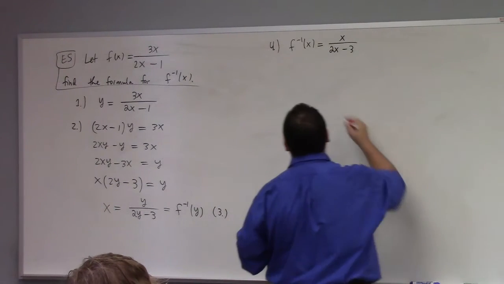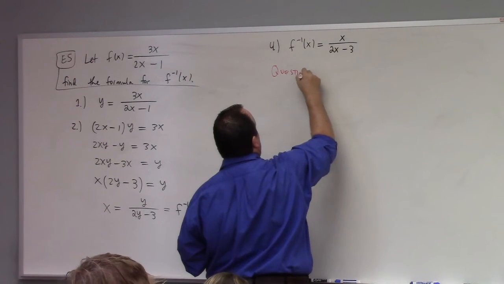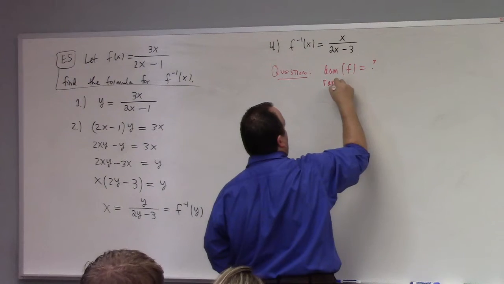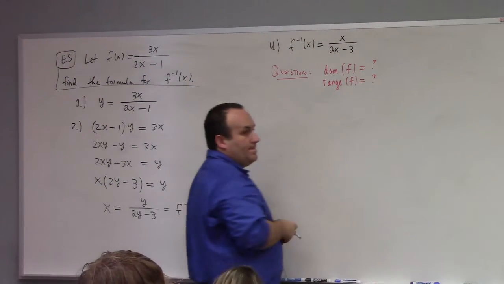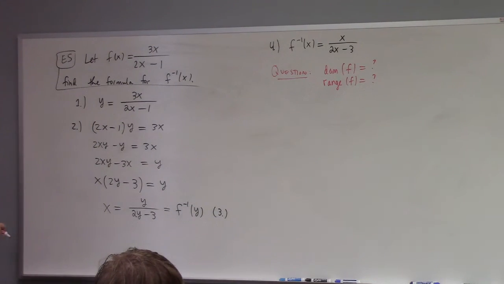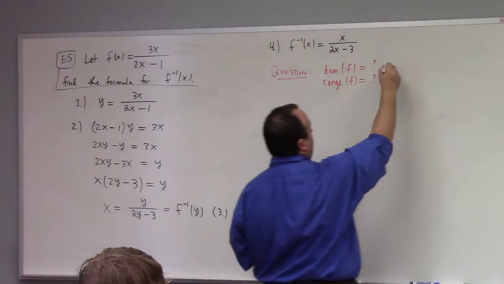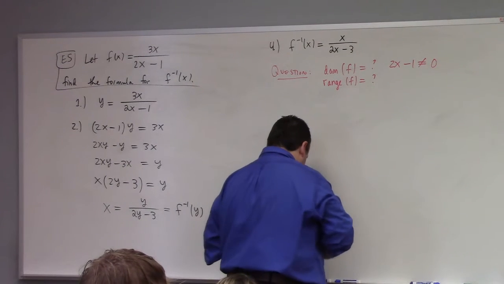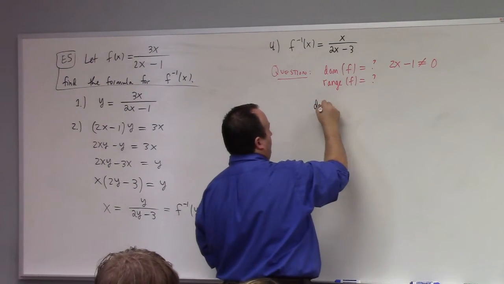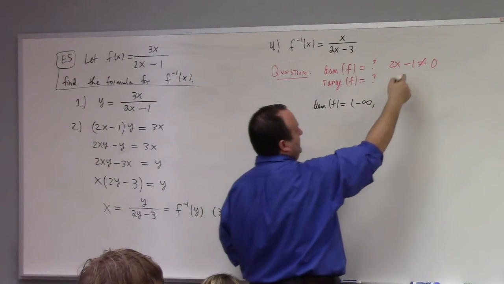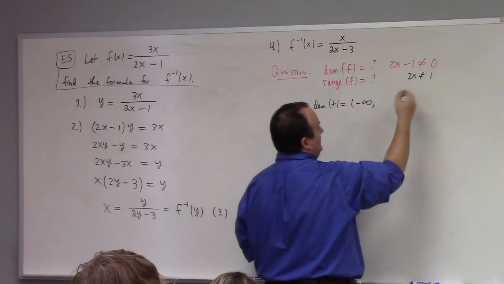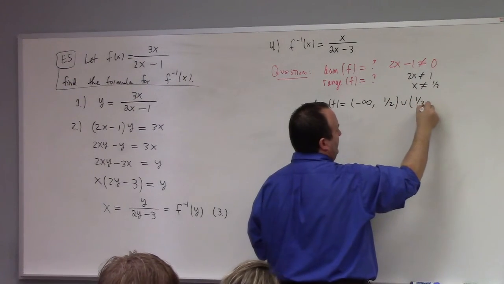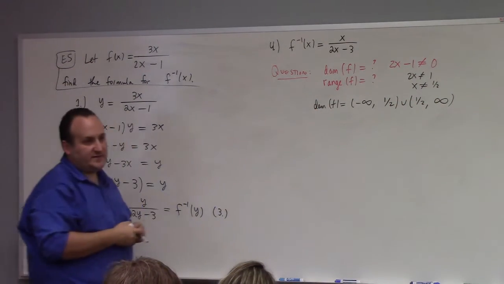Now here's a follow-up question. What's the domain? What's the range? So the domain we can figure out from what? We need 2x minus 1 not equal to 0, right? So that means the domain of f is going to be minus infinity to... we need 2x not equal to 1. In other words, we can't have x equal to a half, right? So we need minus infinity to a half, union a half to infinity. There's your domain. Everything except for a half.